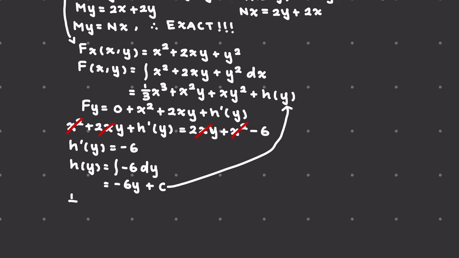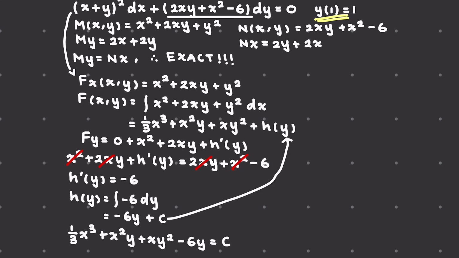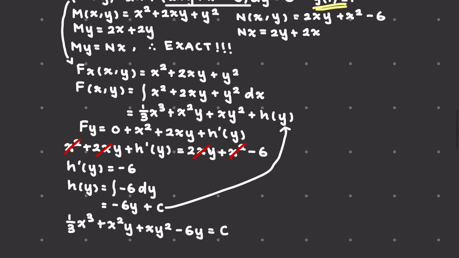And so 1 over 3 x to the third plus x squared times y plus x times y squared, actually minus 6y equals c. Okay, so this is the general solution for this differential equation. But we've been given at the start of the problem an initial value condition, or initial value problem, which is y(1) equals 1, and that we need to find c or solve for c.